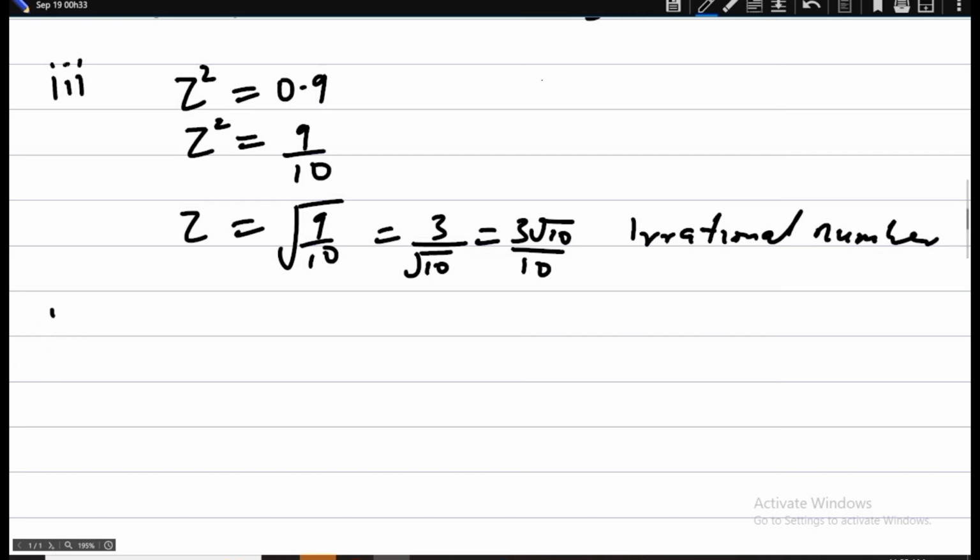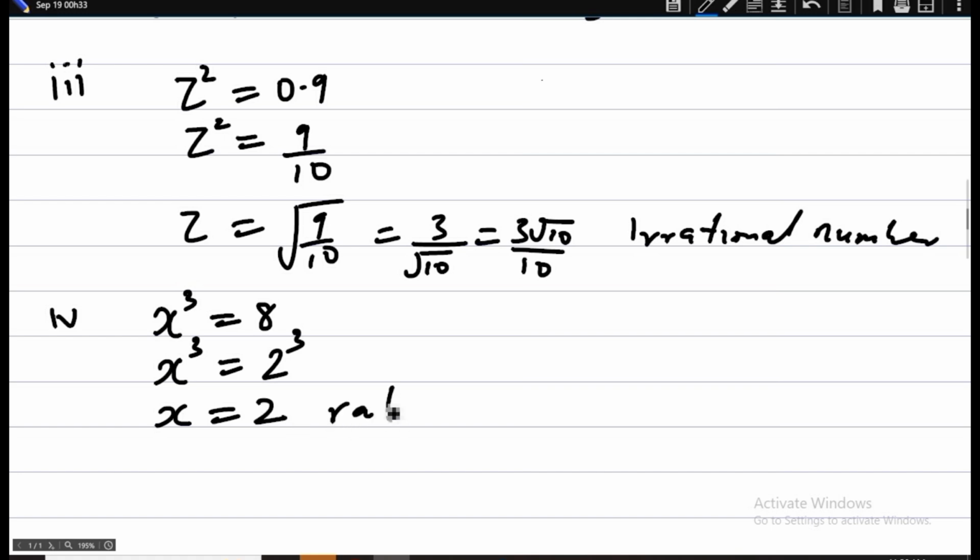Okay, we move to question number IV. It said that x raised to power 3 is equal to 8. So x raised to power 3 is equal to 2 raised to power 3. So we now see that if we take care of the power 3, we have that x is equal to 2. So this one is a rational number.